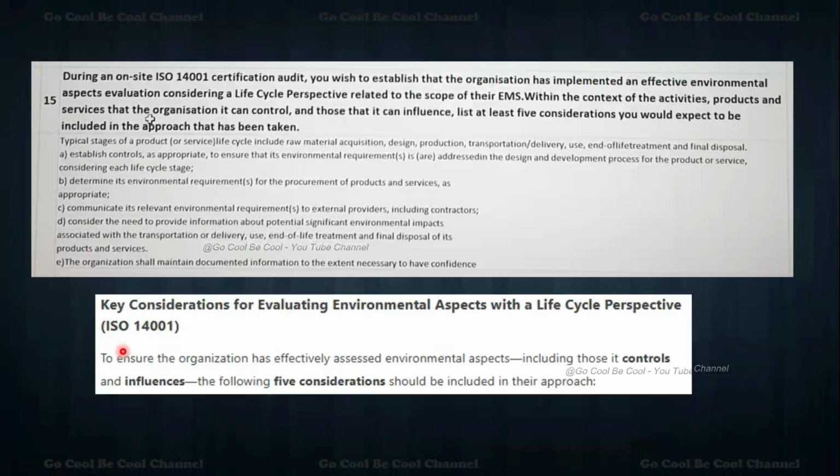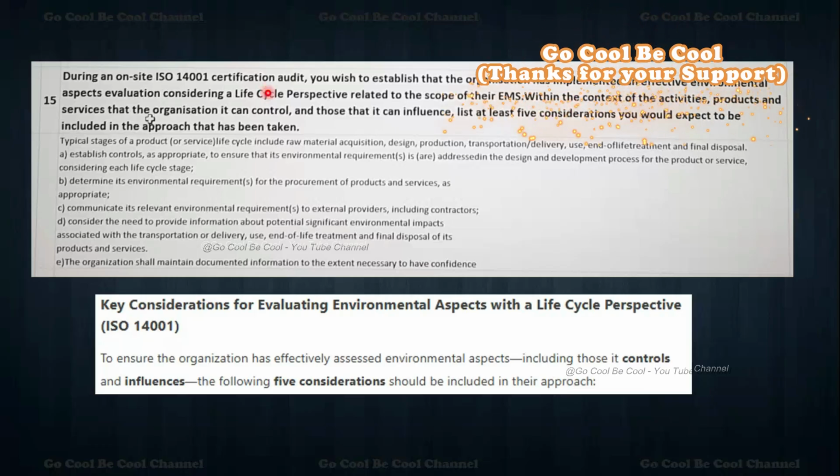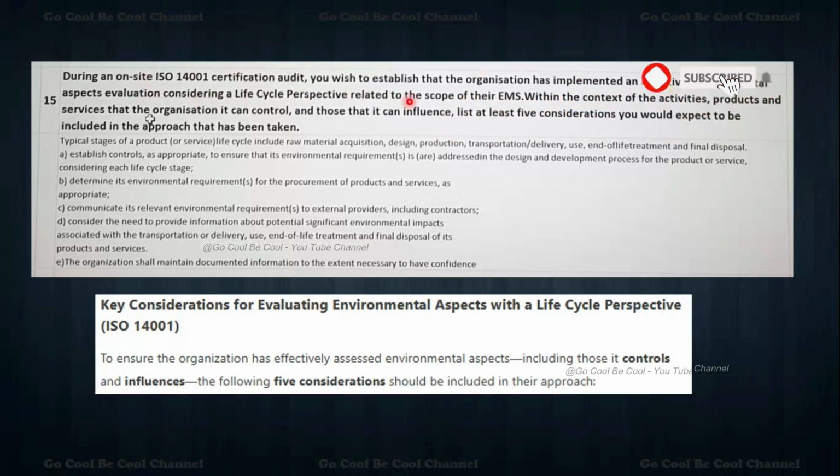Now, the 15th question. During an on-site ISO 14001 certification audit, you established that the organization has implemented an effective environmental aspects evaluation, considering the life cycle perspective related to the scope of their EMS. Within the context of the activities, products and services that the organization can control and those it can influence, list at least 5 considerations you would expect to be included in the approach that had been taken. So what are the 5 considerations?